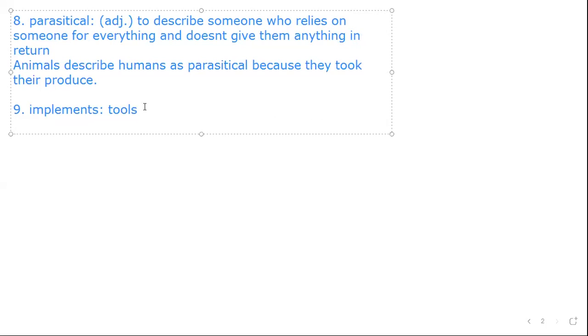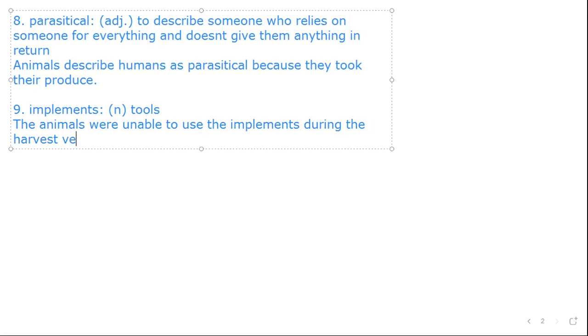Okay. So here, of course, we know that implements is a noun because tools is an object. It's a thing. All right, so the sentence would be, and all my sentences are related to Animal Farm, so you guys can get a better idea of how it was used in the novel: The animals were unable to use the implements during the harvest because they were made for human use. They required human hands, and the animals, of course, didn't have that.